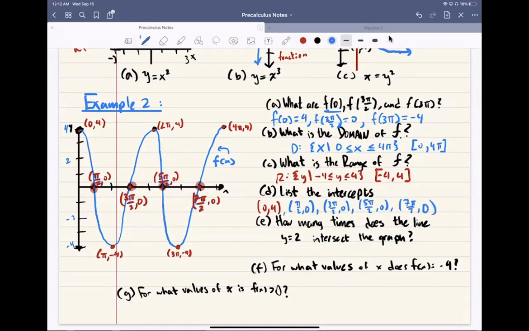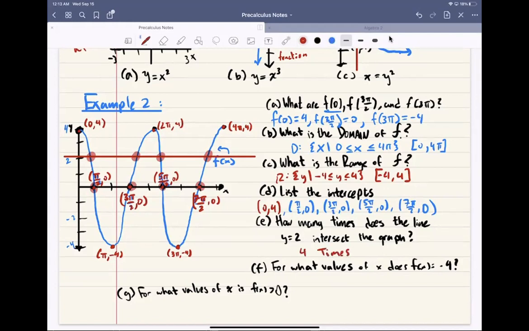And then we have a question that says, how many times does the line y = 2 intersect the graph for E? Right, so y = 2. All we're going to do is basically a little horizontal line test. It's not technically a horizontal line test, but if we draw this line right here at y = 2, what it's asking is how many times does the graph cross there? You'll notice it crosses 1, 2, 3, 4 times. So that's what you write. 4 times.